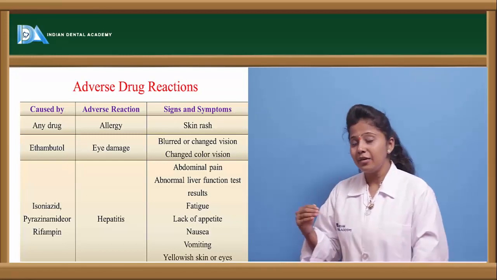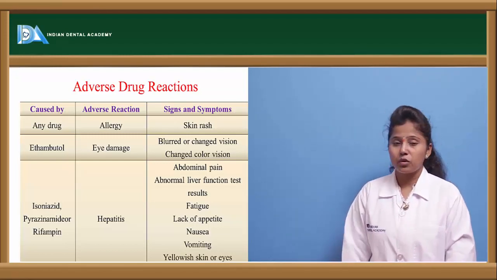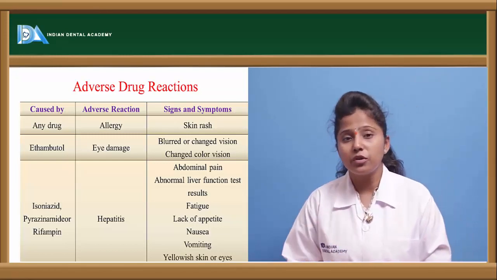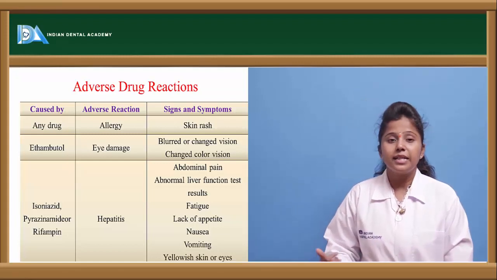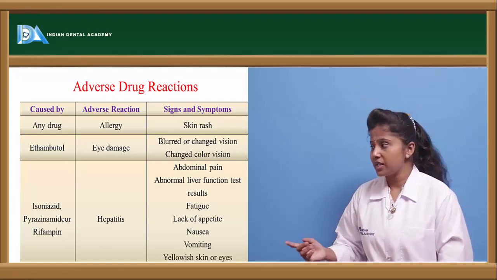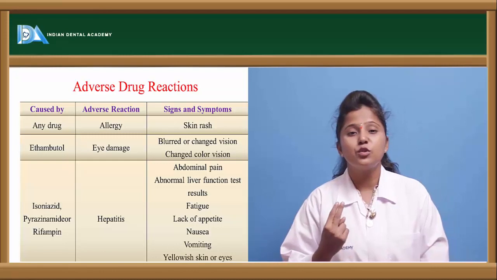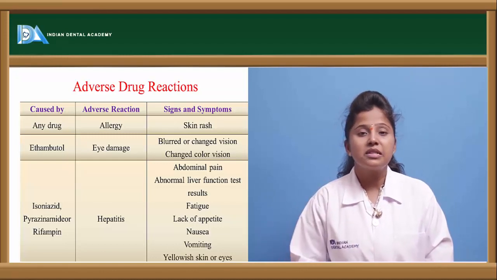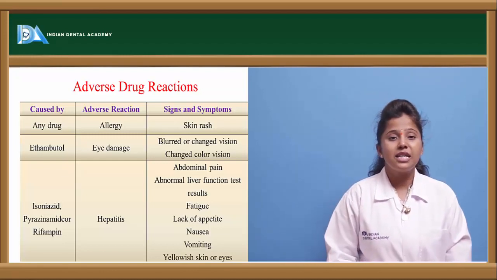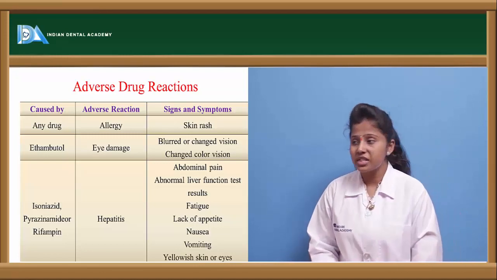And let us see the individual drug reactions. In ethambutol, if a person is exposed to ethambutol for a longer period of time, then there will be severe eye damage in the person, where the person's vision is impaired. The person's vision is blurred and he cannot see the objects clearly.